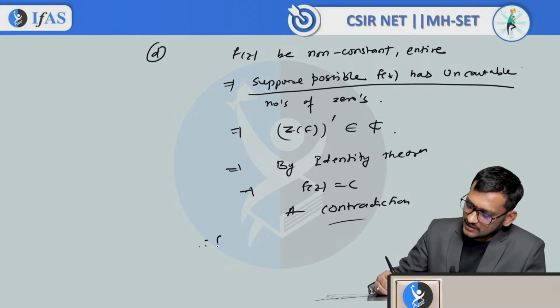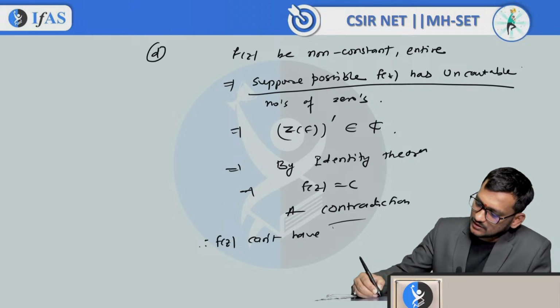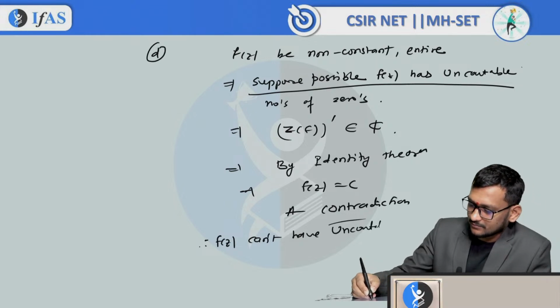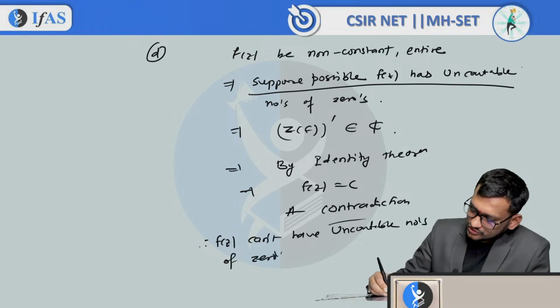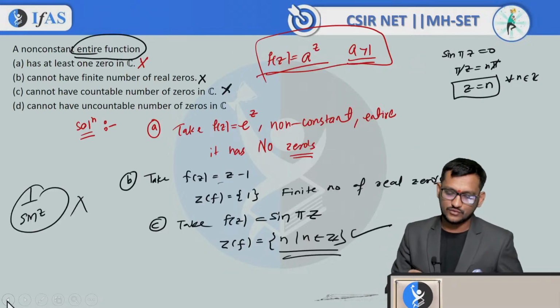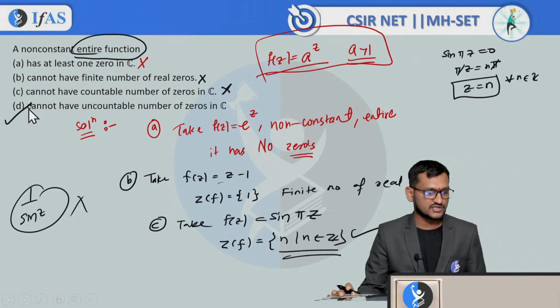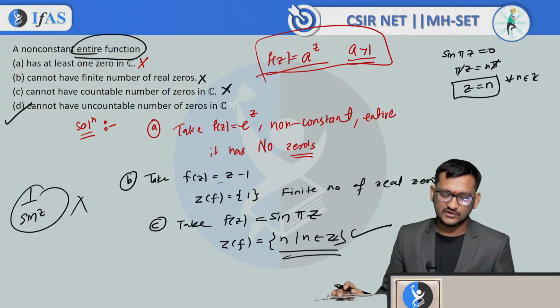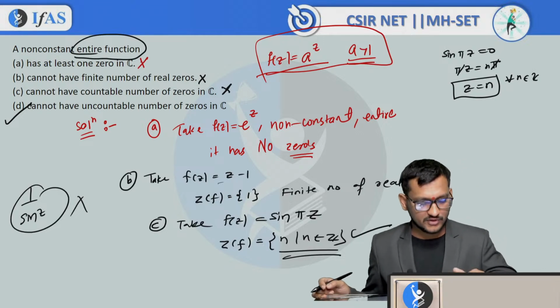Therefore, f(z) cannot have an uncountable number of zeros. Everybody understood why option D is correct? It cannot have an uncountable number of zeros. Otherwise, the function will become constant. Yes or no? Let me know in the comment section.